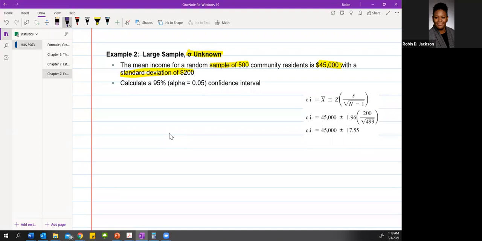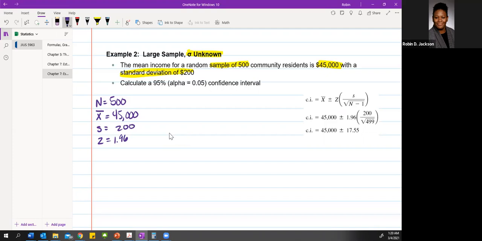All right, so let's walk through the steps. Step 1: we know that n is equal to 500. We know that the sample mean is equal to 45,000. We know that the sample standard deviation is $200. And after a while, from other problems, you start to recognize what these numbers should be. We know that the Z is going to be set at 1.96.